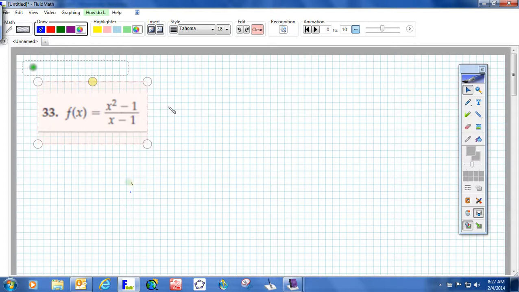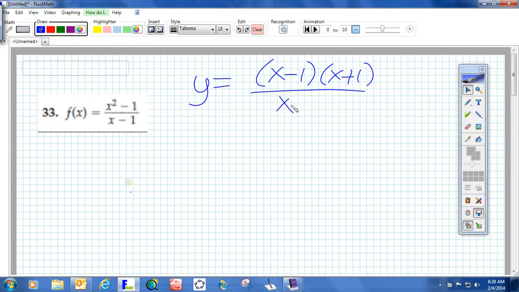Okay, so before we do anything else here, we should probably factor this out. Is there anything that you know of that can factor? X squared minus 1 can factor, yes. So this becomes y equals x minus 1, x plus 1, all divided by x minus 1.